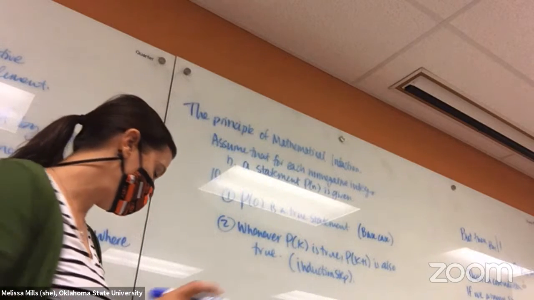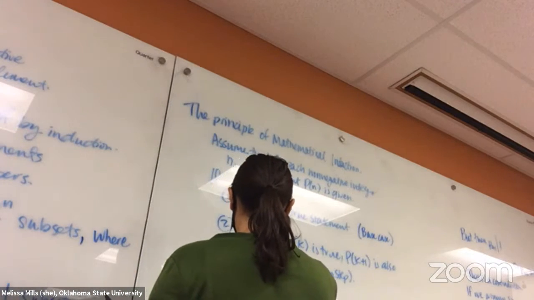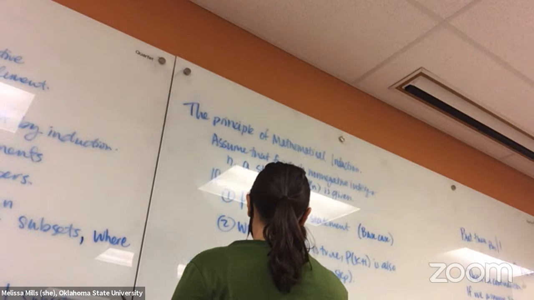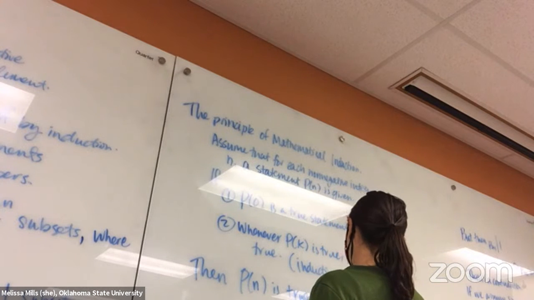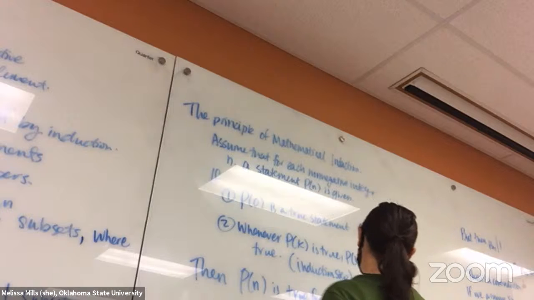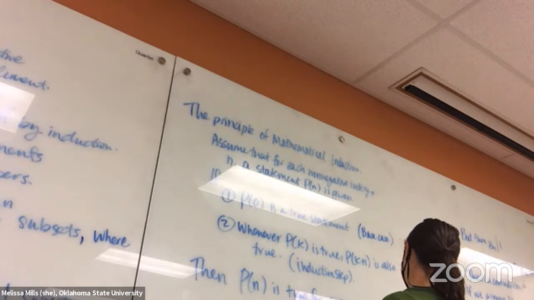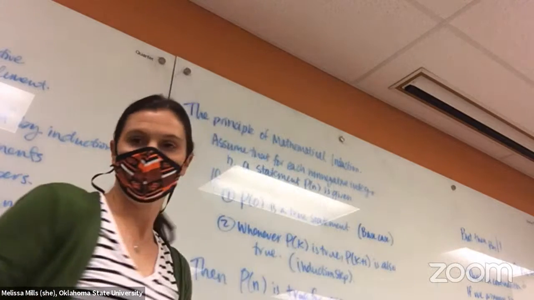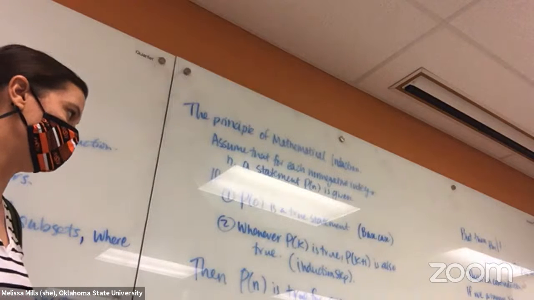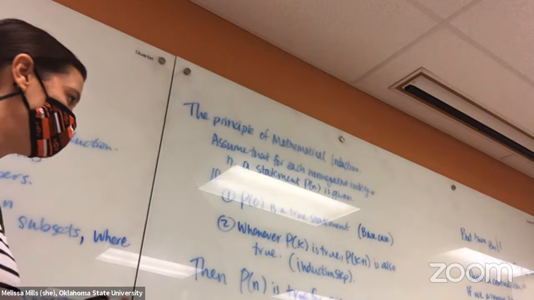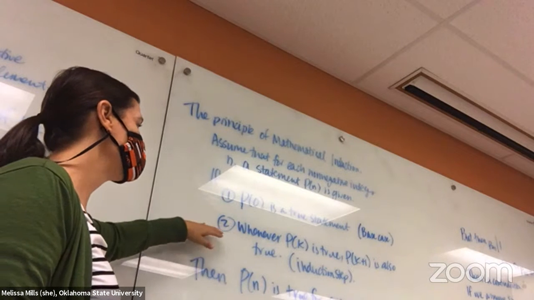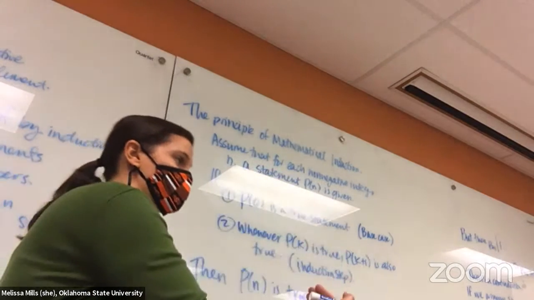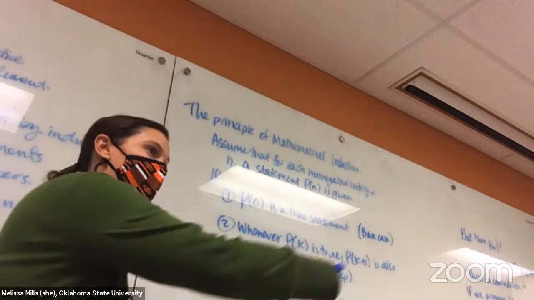So then the statement P(n) is true for every non-negative integer. So to show that it's true for every non-negative integer, we just have to show that it's true for the first one, right? And then we show that if it's true for one, then it's true for the next one, right? And so then that will knock out all of the integers.